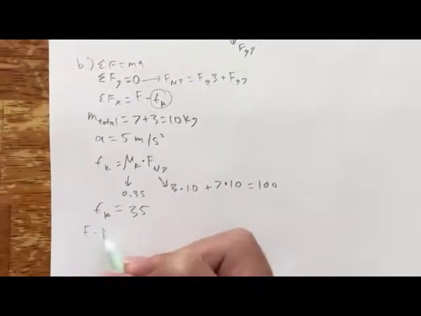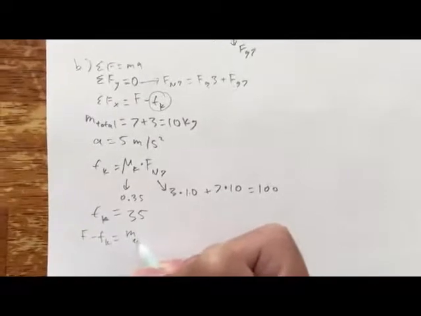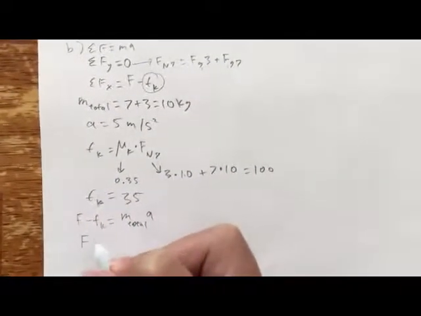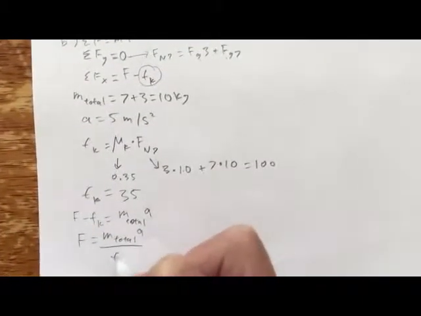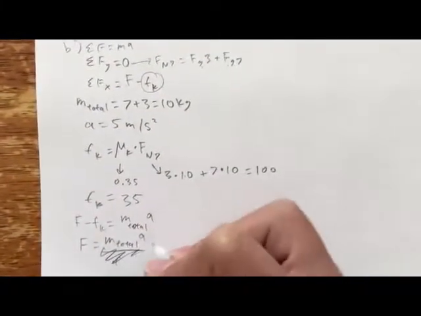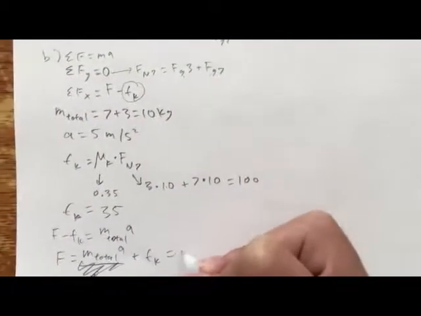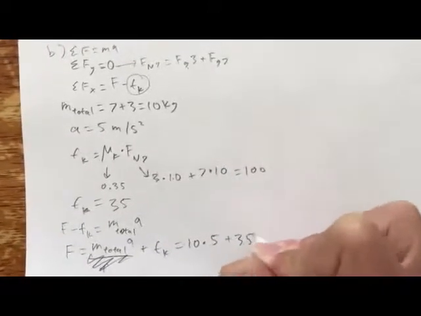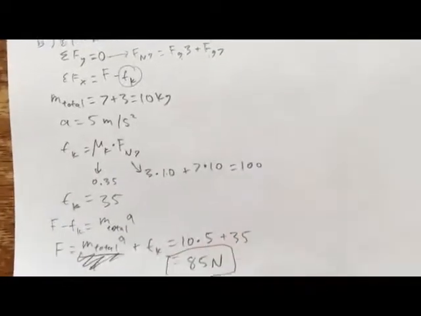Let me rewrite the equation. F minus F_k is equal to m total times a. Isolate F, because that's what we're solving for. Oh, sorry, plus F_k, which is equal to total mass, 10, times acceleration, 5, plus 35, is equal to 85 newtons. And that's part B done.